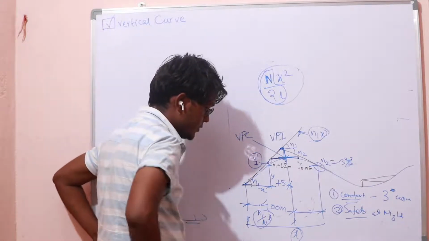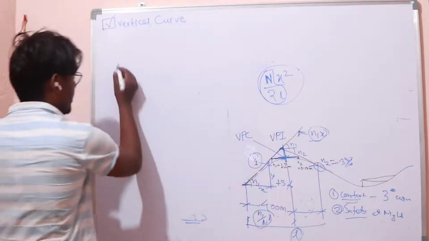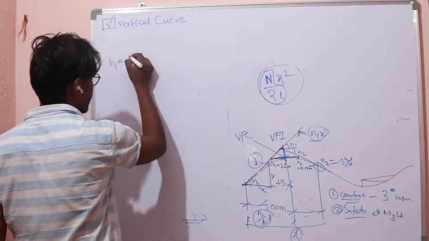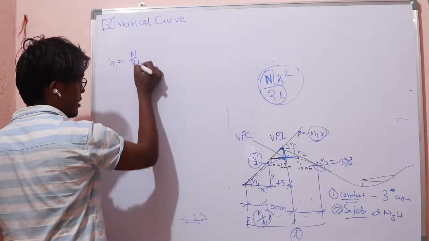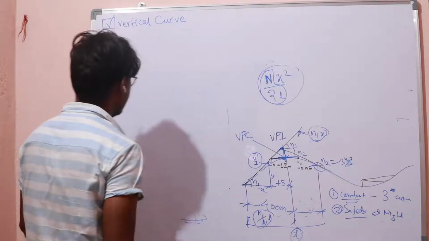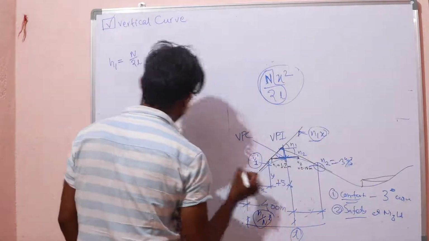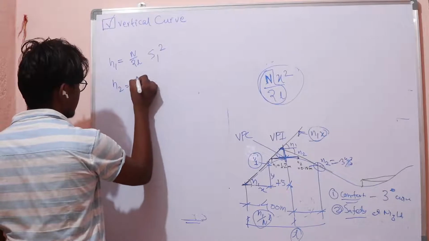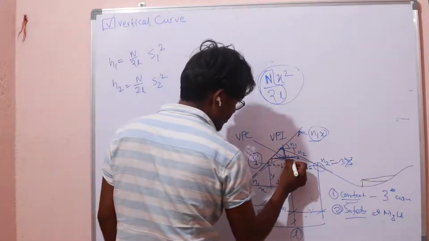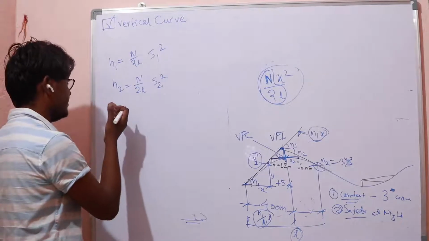So what we will do is we have found the formula for this h1. h1 equals n over 2L times s1 squared, where s1 is this distance. Then h2 equals n over 2L times s2 squared, where this is s2.